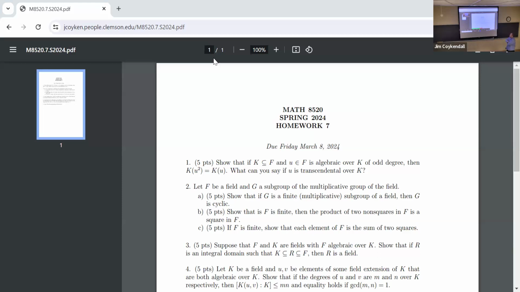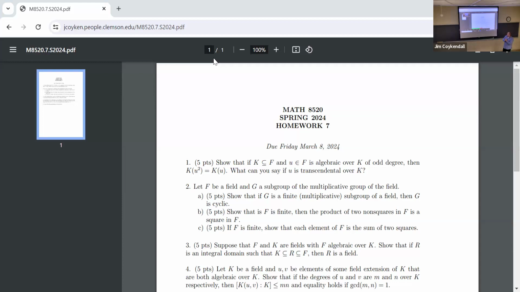Number B, show that if F is finite, and this is wildly untrue in general, then the product of two non-squares in F is a square. Now, I don't know much, but I know that 2 is not a square in the rationals, and 3 is not a square, and 2 times 3 is still not a square. However, for any finite field, the product of two things that are not squares automatically becomes a square, which is kind of cool.